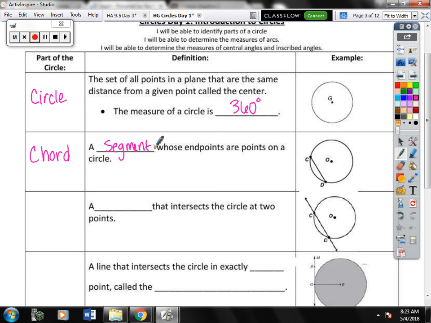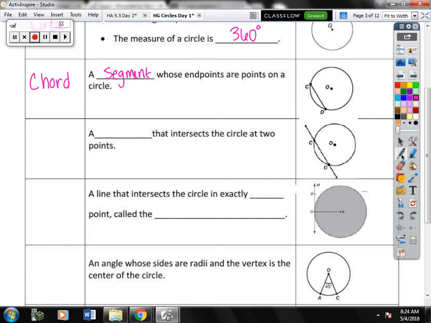The next one is called the secant, which my pre-calc students should be familiar with.